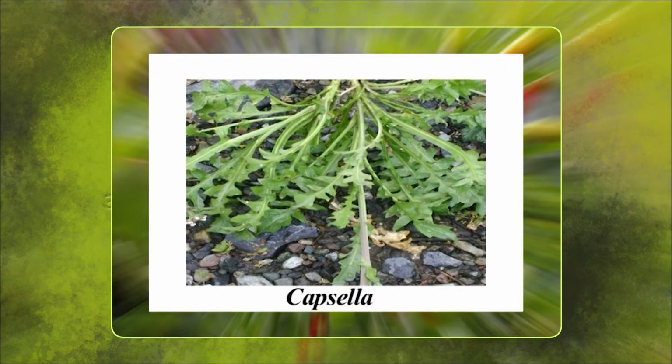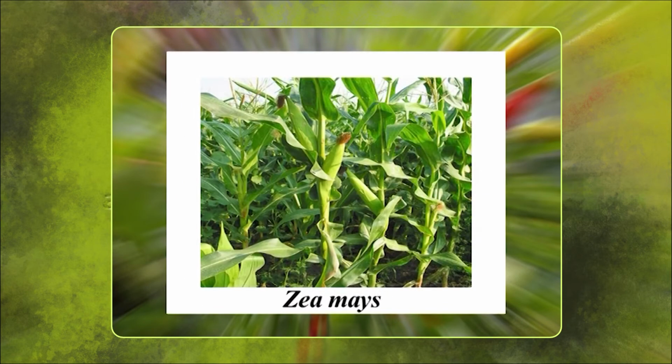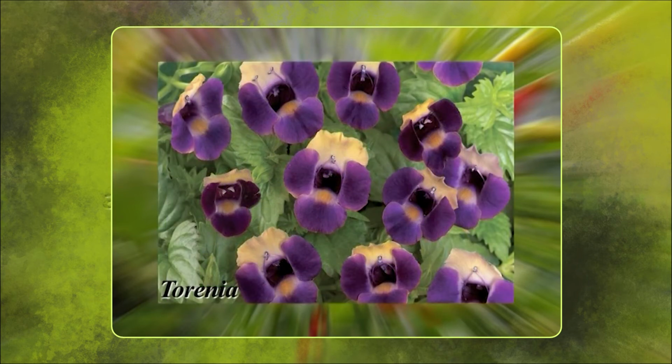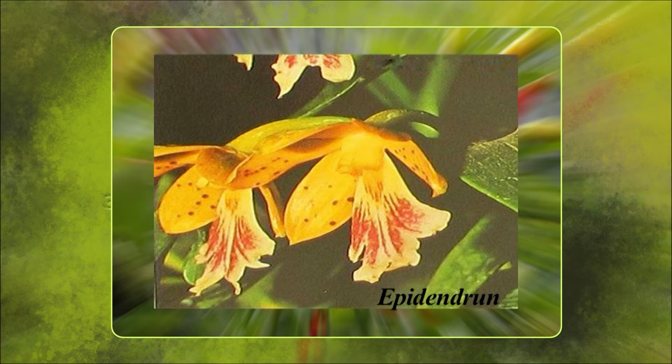In Capsella, Gossypium, Zea mays, and Sauromatum, the egg has no wall towards the chalazal end, and in Epidendrum scutellum, a uniformly thick wall is found all around the egg. The egg cell is connected with the synergids and central cell by plasmodesmata.